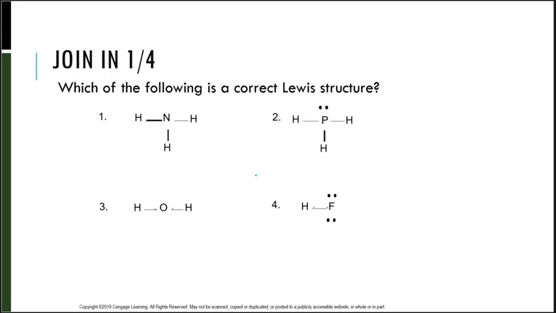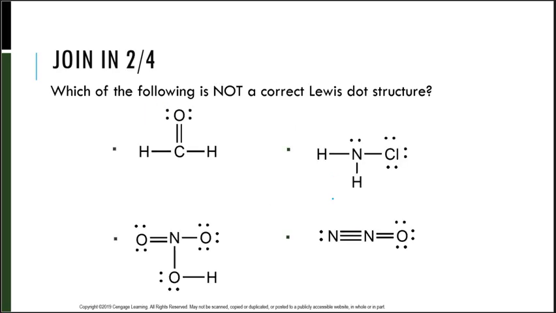And now we have some join-ins. Which of the following is a correct Lewis structure? Hopefully you wrote number 2. What's wrong with number 1? Nitrogen only has 6 electrons around it, not 8. Number 3, the hydrogens are happy, but this oxygen needs 4 more electrons to have an octet. And number 4, hydrogen's happy, but fluorine only has 6 electrons around it. 2, 4, 6, not an octet.